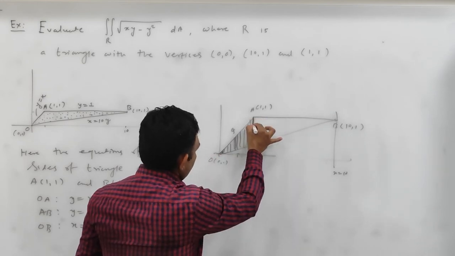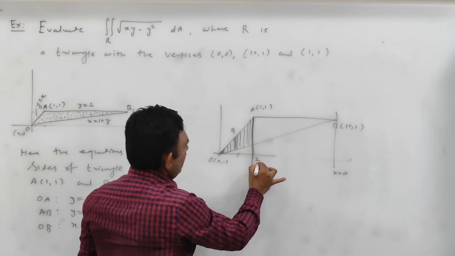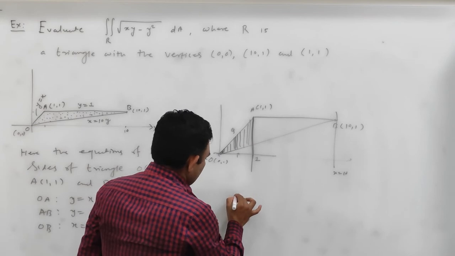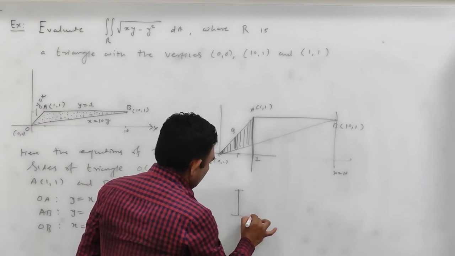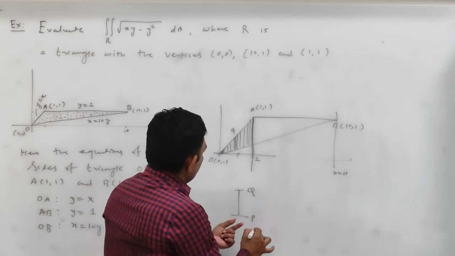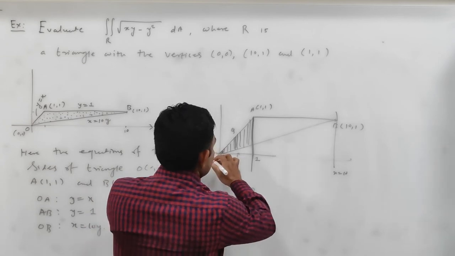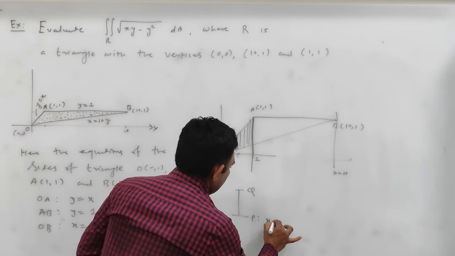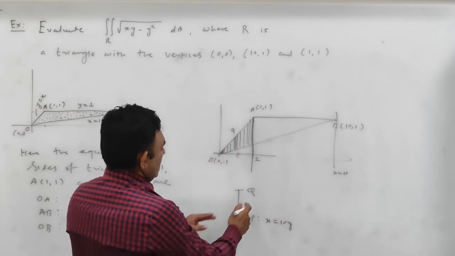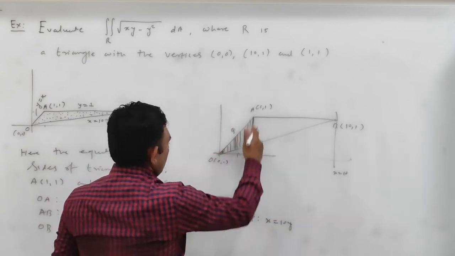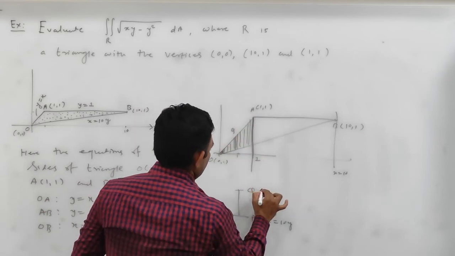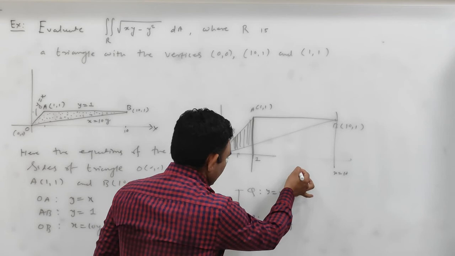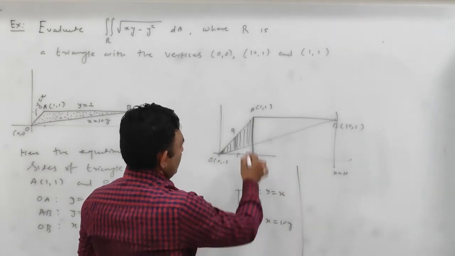I am drawing a perpendicular from A. So this point will be 1. So up to here, this is strip PQ, right? So the bottom end P will be on this line OB. OB means what? x is equal to 10y. And the top end will be on OA, that is y is equal to x line. And it is up to where? Up to this point A.